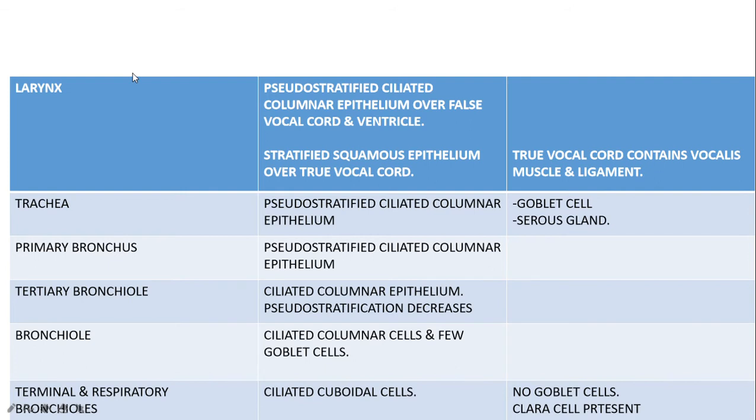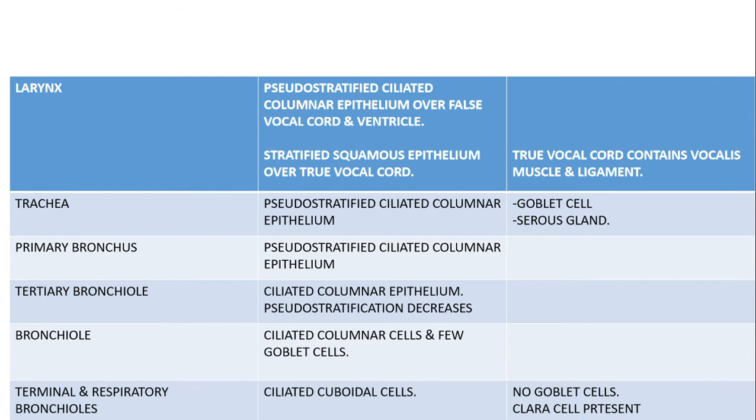The next part is the larynx, and this is very important. Here is the catch: questions may come from the larynx. In the larynx there are a few parts: false vocal cord, true vocal cord, and the ventricle, which is the part between the false vocal cord and the true vocal cord. Pseudostratified ciliated columnar epithelium lies over the false vocal cord and ventricle, but over the true vocal cord it is not pseudostratified; it is stratified squamous epithelium.